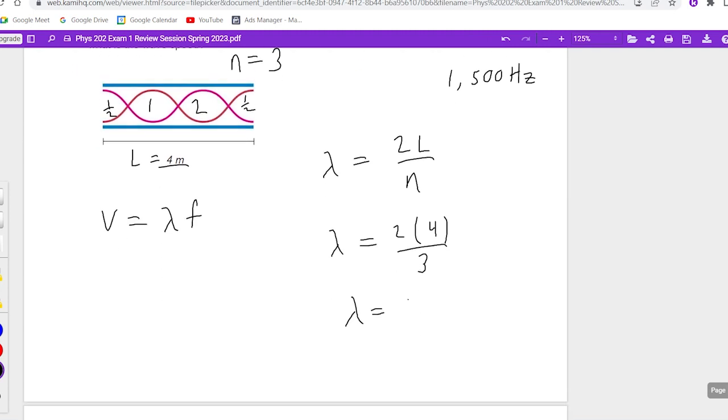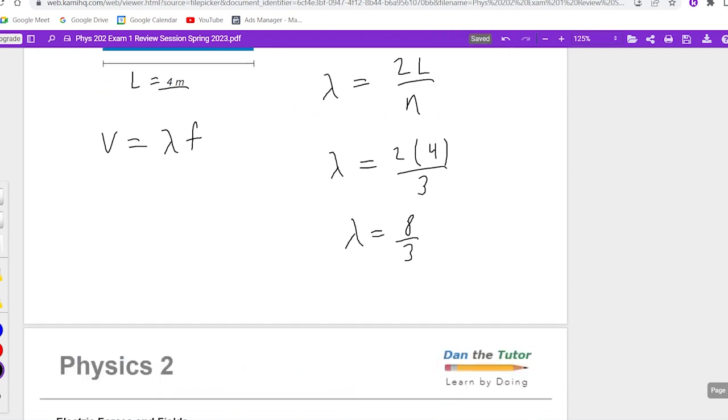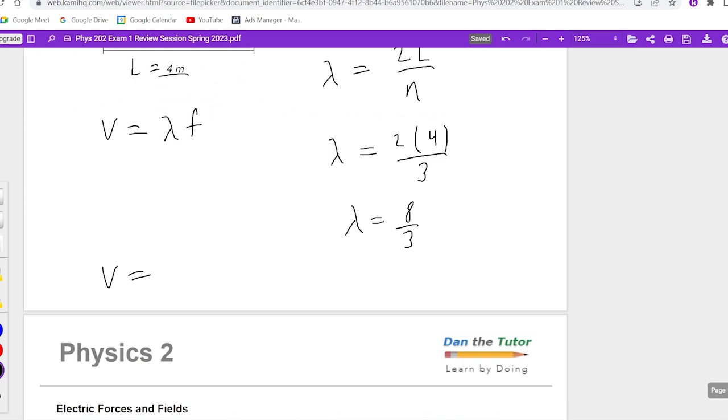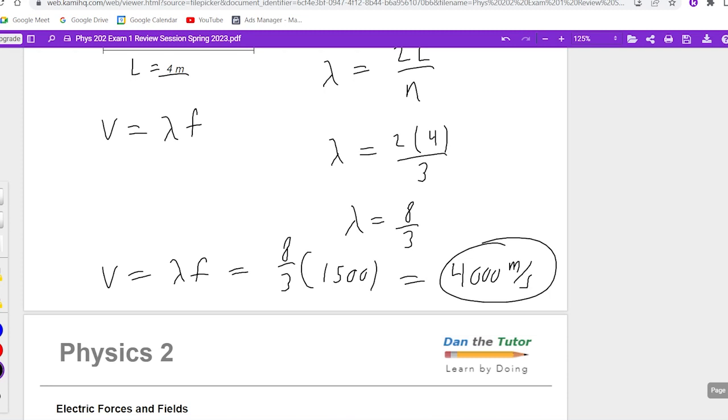Lambda is just going to be 8/3. I can plug that in my calculator if I wanted to, but I don't really care. So then v is equal to lambda times f, which we just said is 8/3 times the frequency, 1500 hertz. My final wave speed, if I plug this in a calculator, I'm going to get 4,000 meters per second. And there's my answer for the wave speed. Not too bad. Any questions on that one?